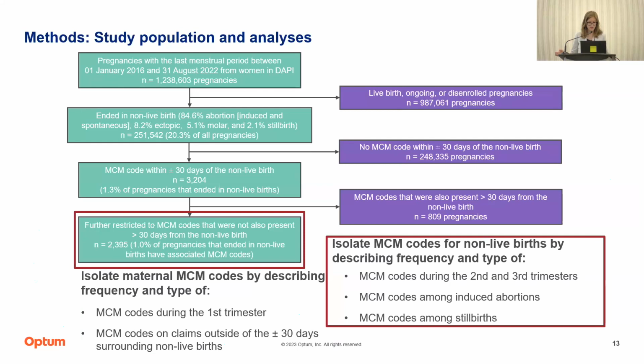Okay, and then to try to isolate MCM codes for non-live births, we described the frequency and type of MCM codes during the second and third trimesters, which would be when you may be able to diagnose an MCM, and MCM codes among induced abortions and stillbirths. We also honed in on these as outcomes where we would be able to diagnose an MCM, and it may be more frequent.